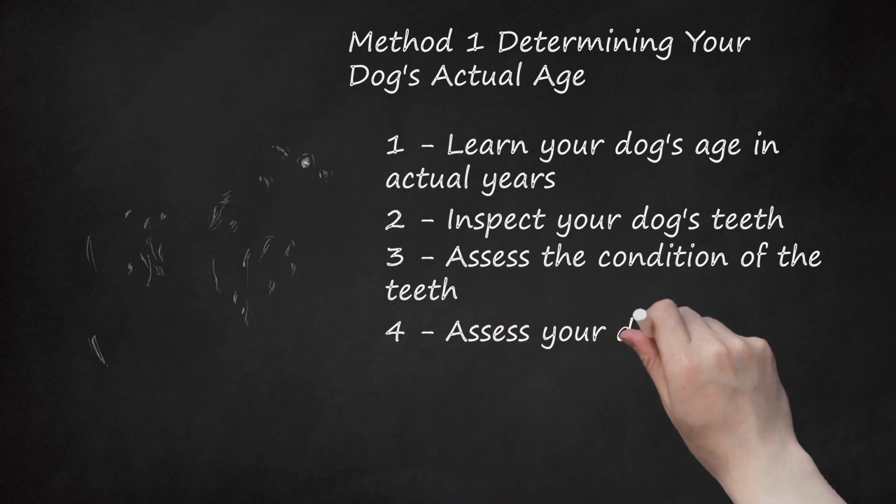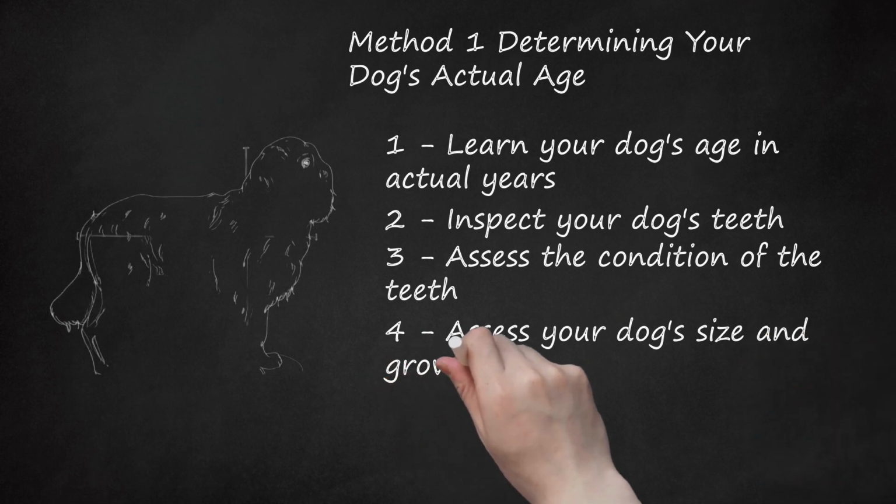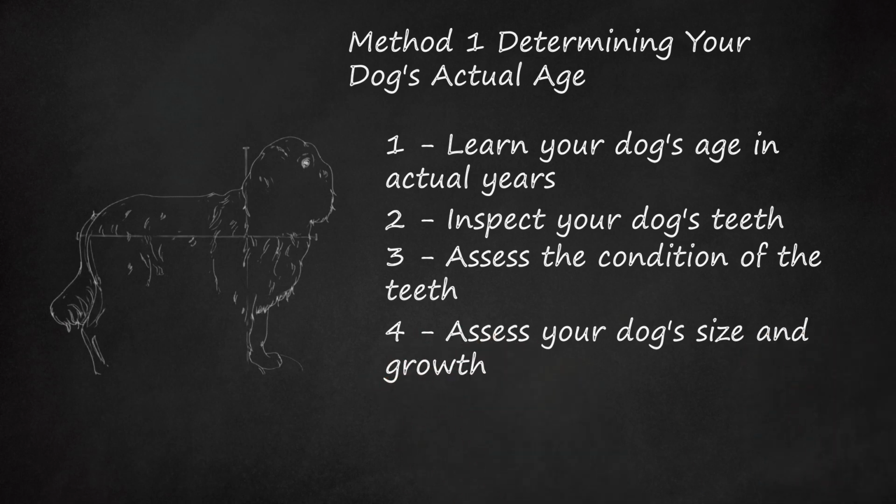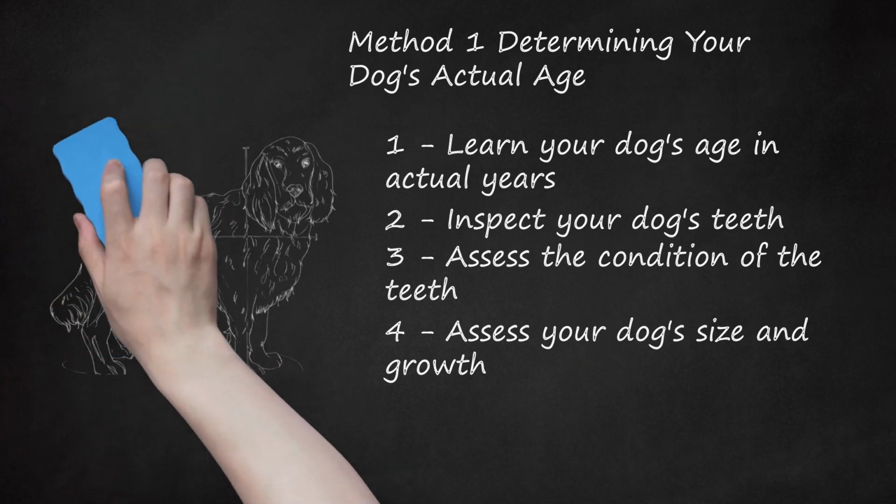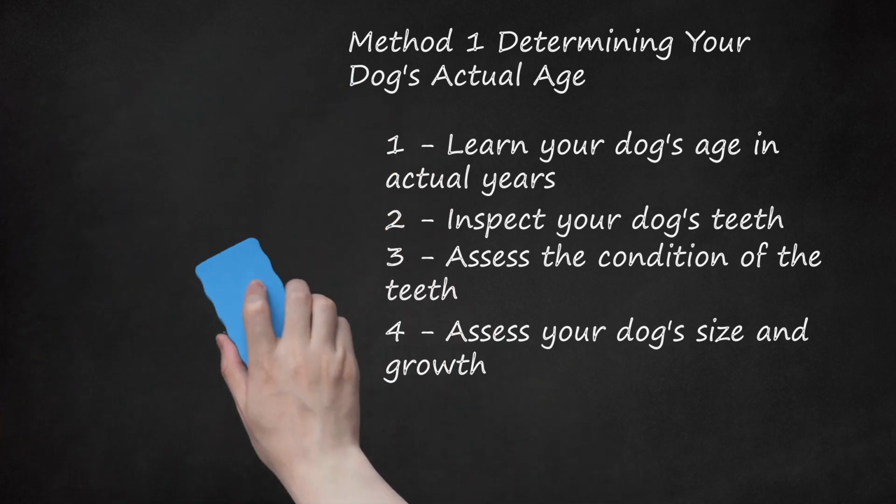4. Assess your dog's size and growth. If your dog is continuing to grow, then he is less than 2 years old, depending on overall size. Small dogs have reached their full height and length by around 1 year of age, but large and especially giant breed dogs may take until they are 18 months to 2 years old.